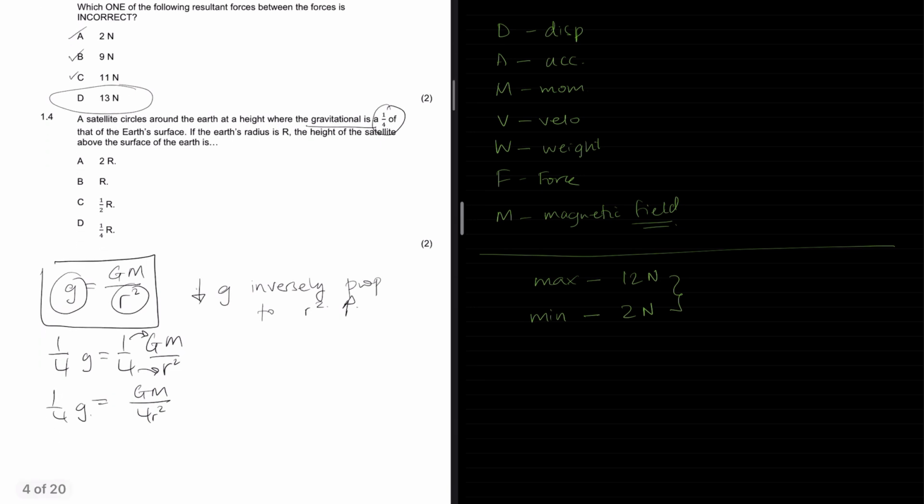Now what we can do is put this in the bracket, and by factorizing it, we can figure out what the actual distance is. So that's going to be GM over (2r) all squared. So the distance went from r to 2r. And they want to know what is the height above Earth. So it increased by r. So the answer is B.